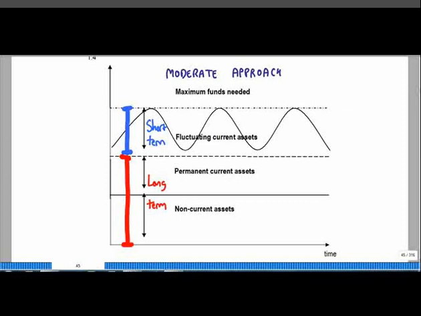However, there are different approaches that are possible as well. As I've already mentioned, in the UK there tends to be quite a high reliance on the bank overdraft. Let's look at this approach now.